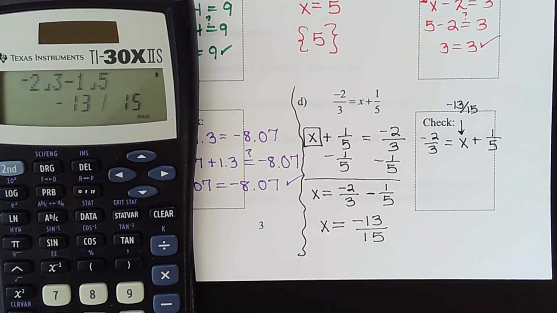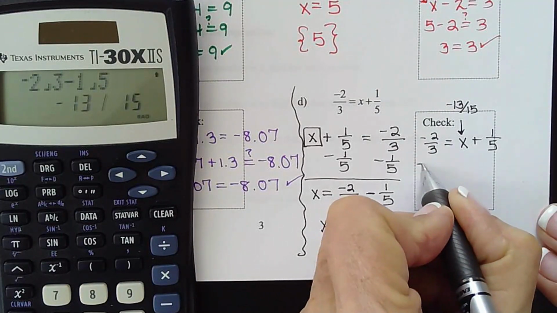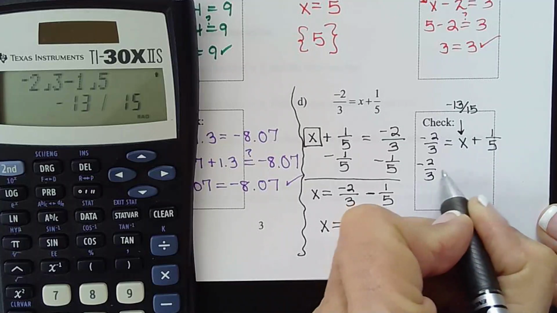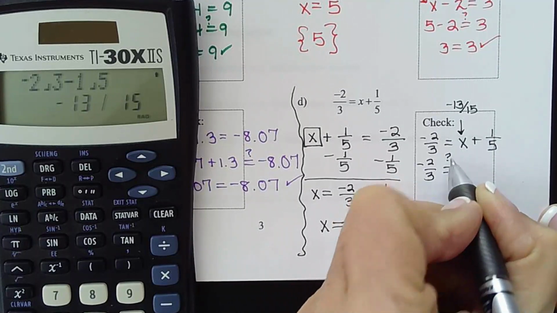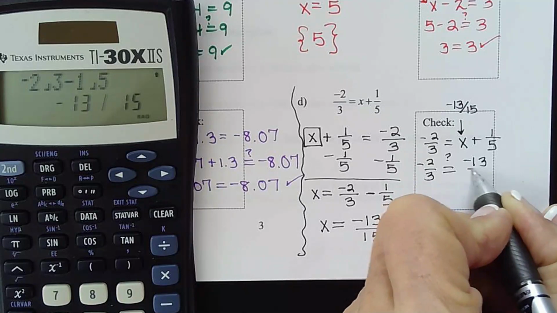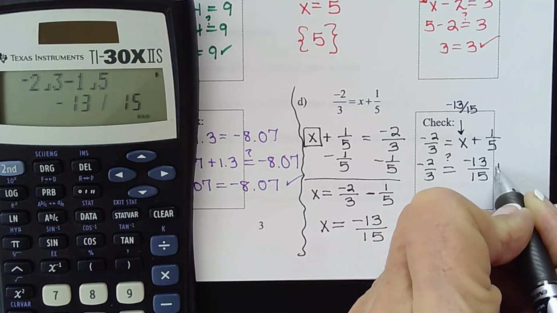But for tests, definitely check everything with the calculator. So I want to know, is negative 2/3 the same thing as negative 13/15 plus 1/5?